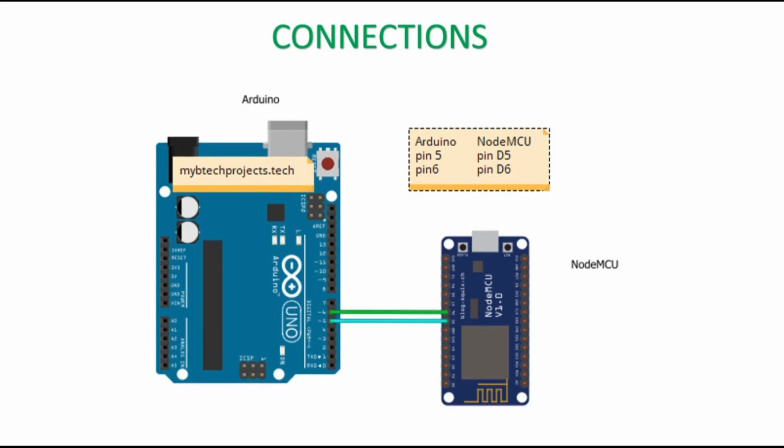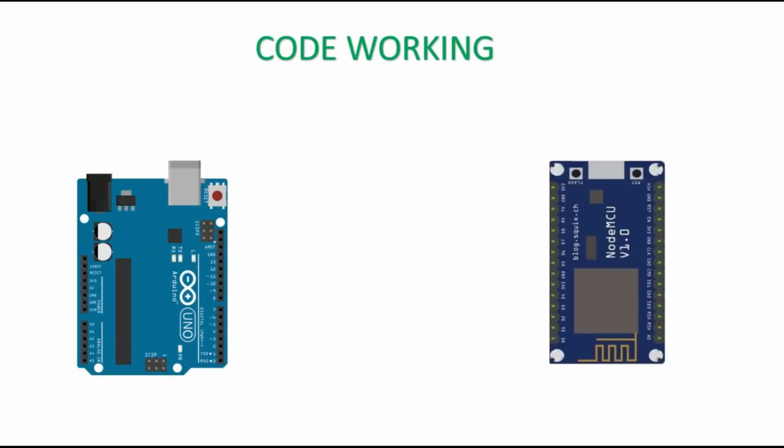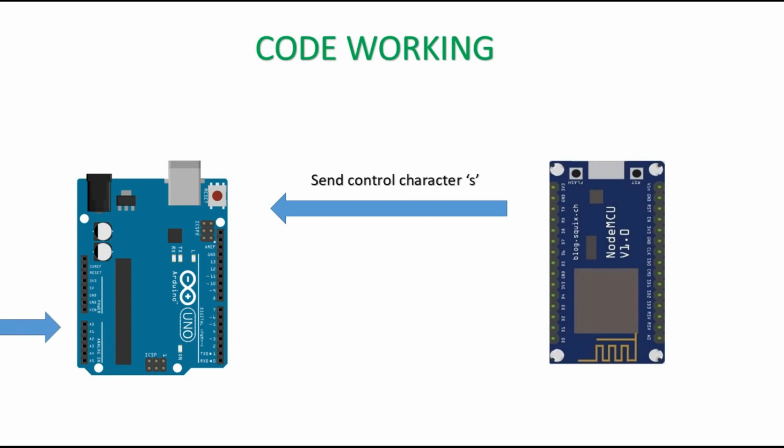And coming to the working of the code, NodeMCU sends the control character yes and Arduino keeps waiting for the control character. Once the control character is received, it sends the data back. Here we have initialized the data as 50.